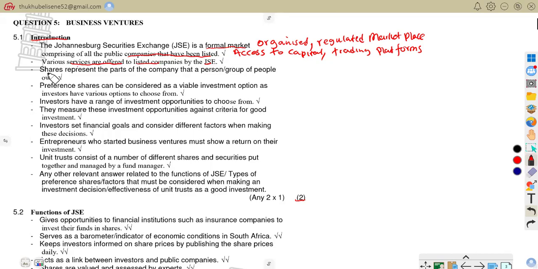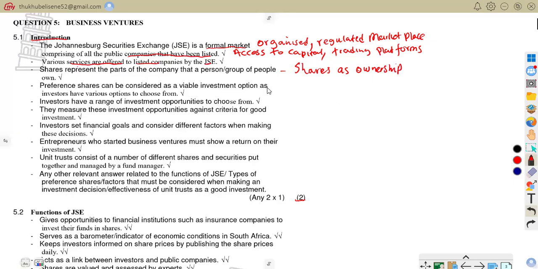Also, the other answer that we are given here is that shares represent the parts of the company that a person or group of people own. So here we are talking about shares as ownership.